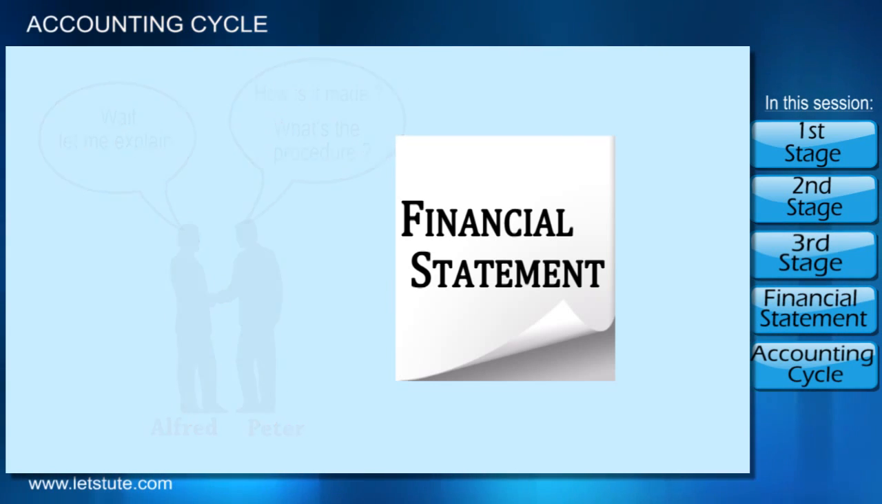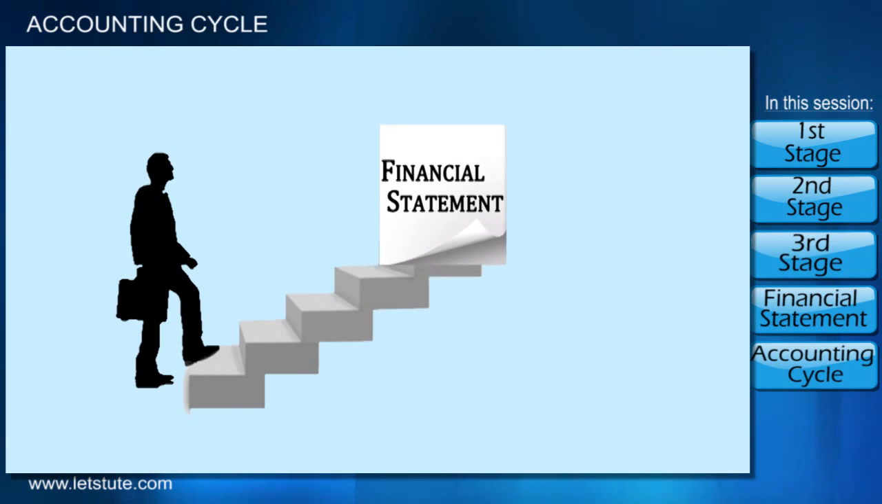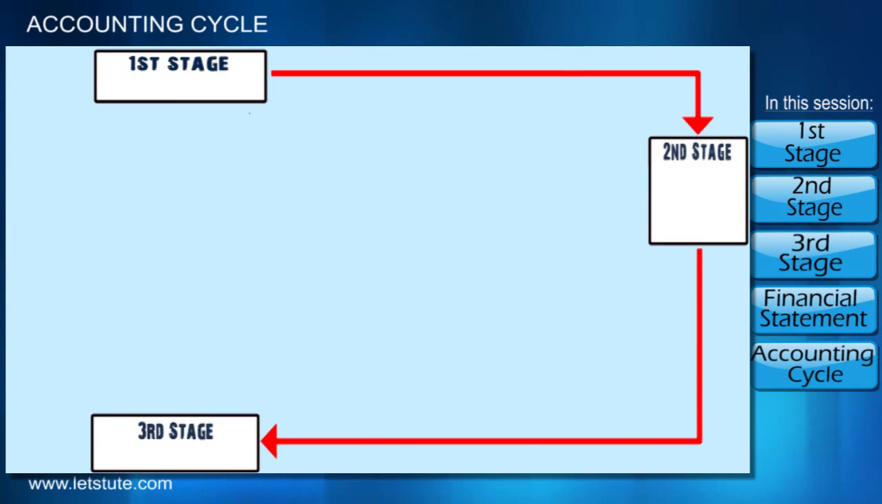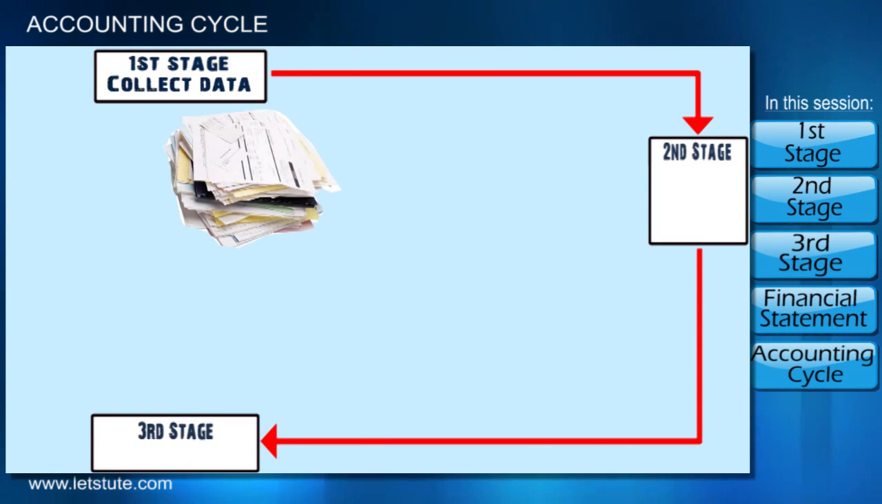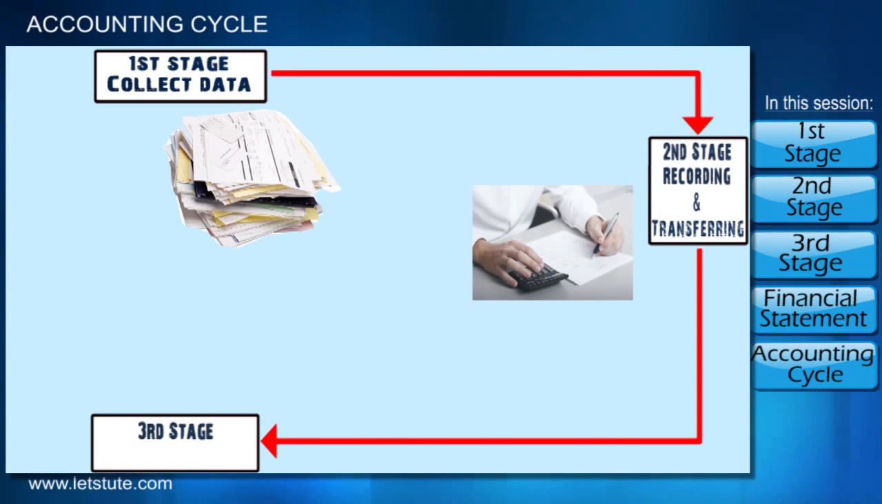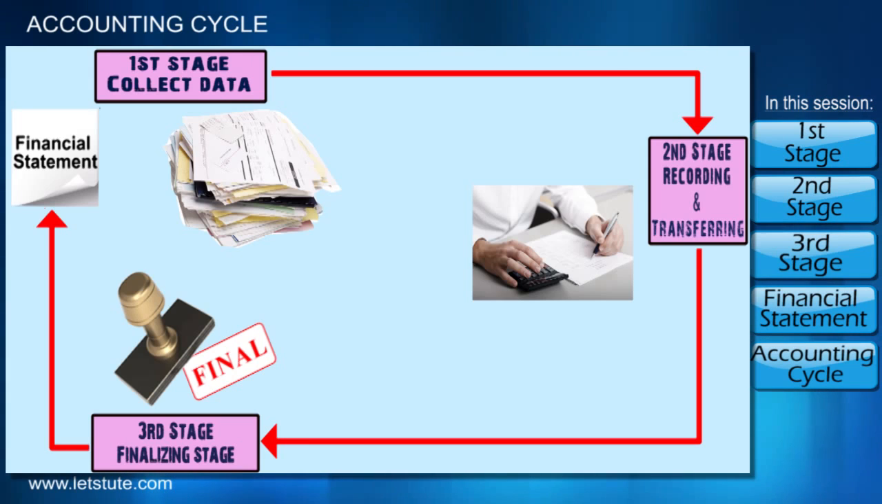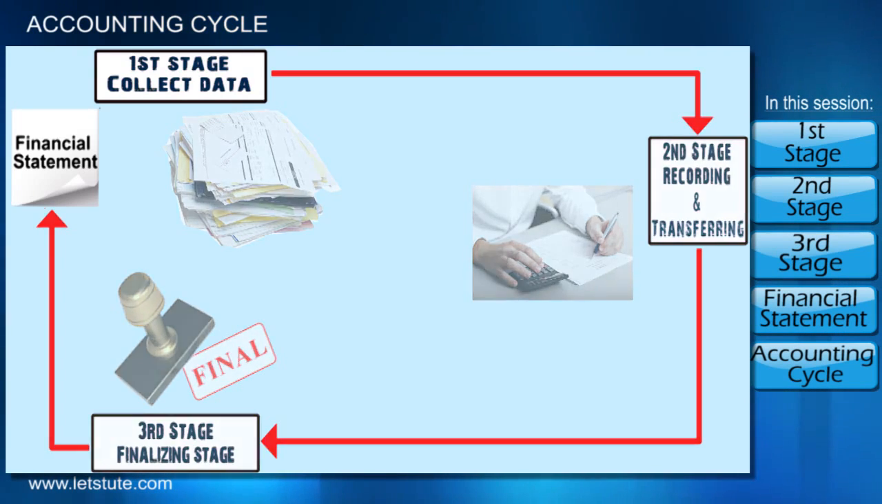We need to follow some steps in order to get to the final statements. We can broadly say there are 3 stages. The first one is collecting data, then recording and transferring them in an organized format in different accounting books, and then comes the finalizing stage. So let us see what these stages are to be followed in detail, which will help us as well as Peter in preparing the final statements.